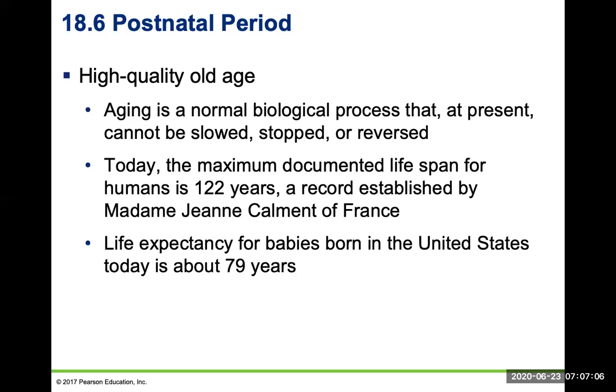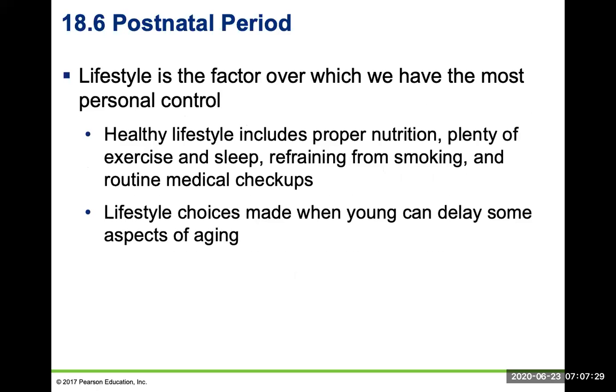High quality old age. Aging is a normal biologic process, but at present it can't be slowed, stopped, or reversed. Today, I think the maximum documented lifespan for someone is 122, and life expectancy for babies born in the US today is about 79 years, which is incredibly high. Lifestyle is the key factor over which we have the most personal control: a healthy lifestyle, refraining from smoking and alcohol, plenty of exercise, and getting routine medical checkups. The lifestyle choices you make when you're young can delay some of these aspects of aging.